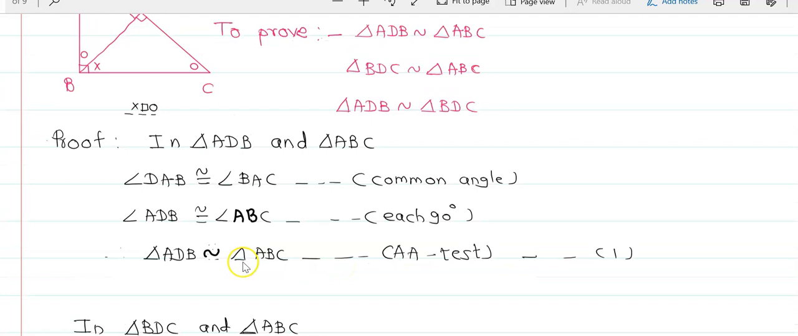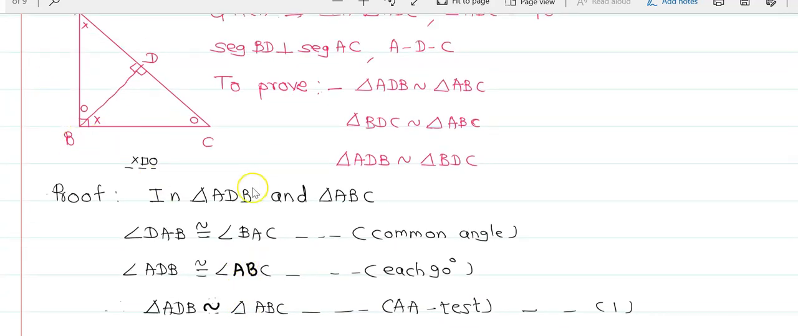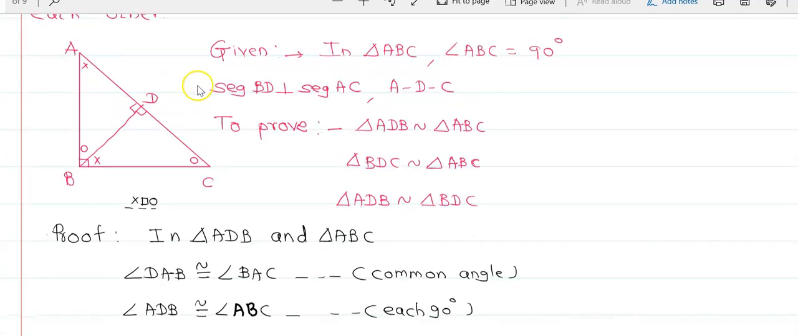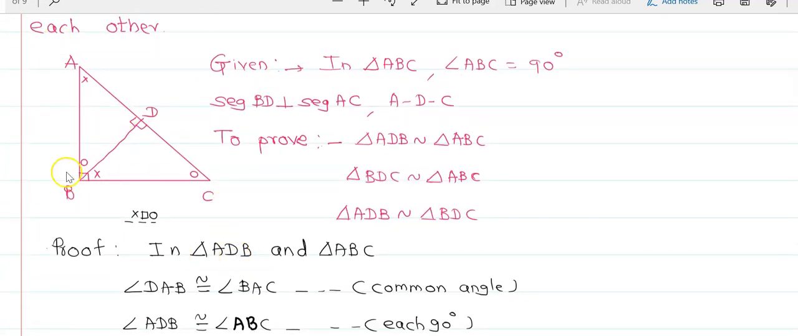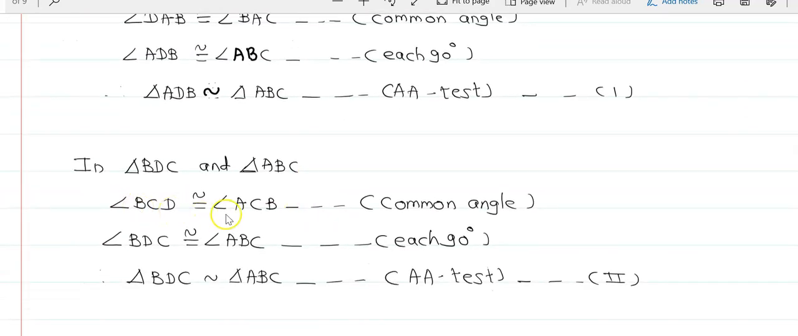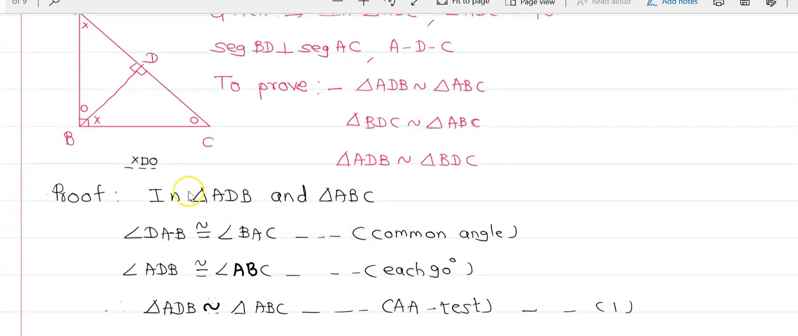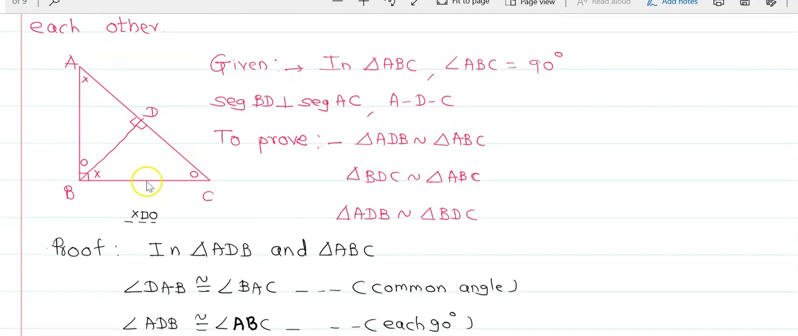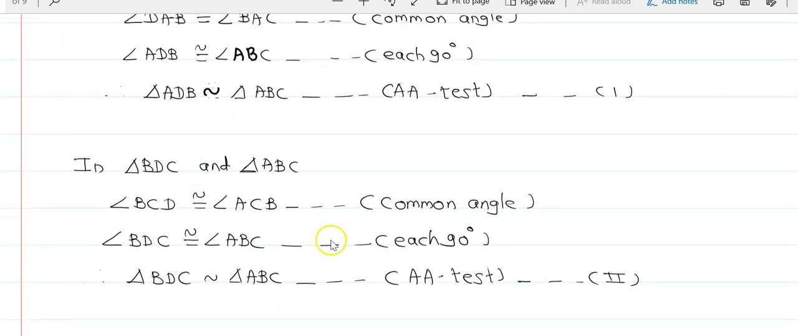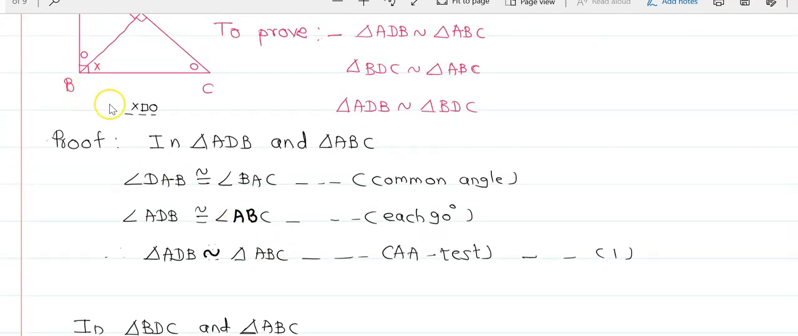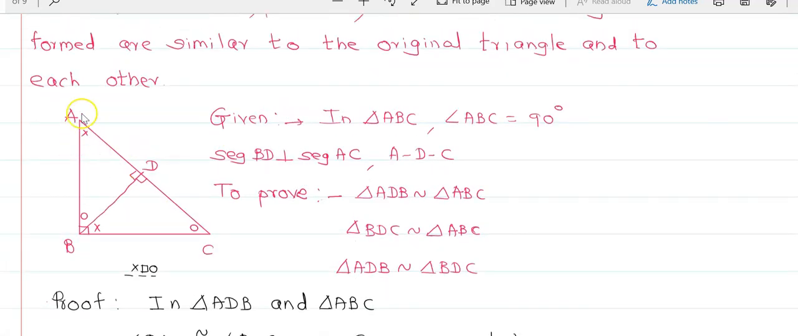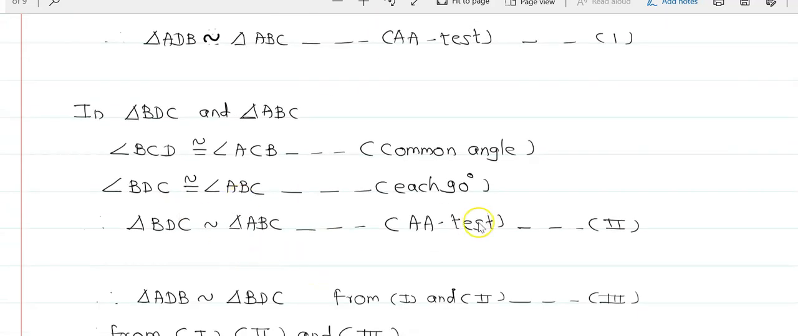Now the next is BDC and ABC. See, angle C is common. Angle BCD is congruent to angle ACB, which is the common angle. Next angle, that is BDC and ABC, each 90. Therefore, these two triangles are similar by the angle test.